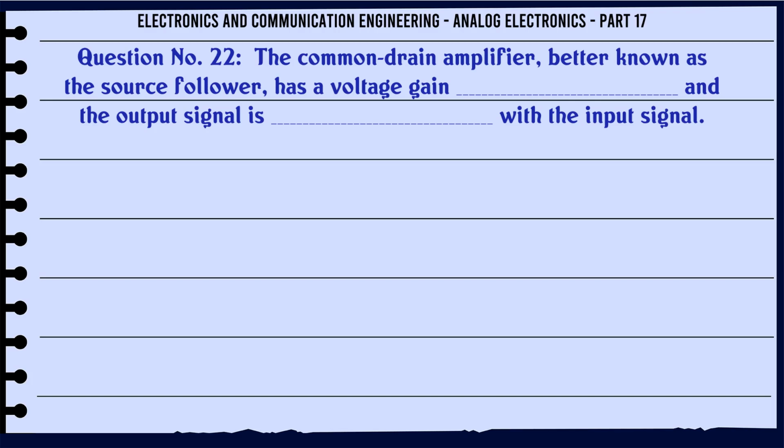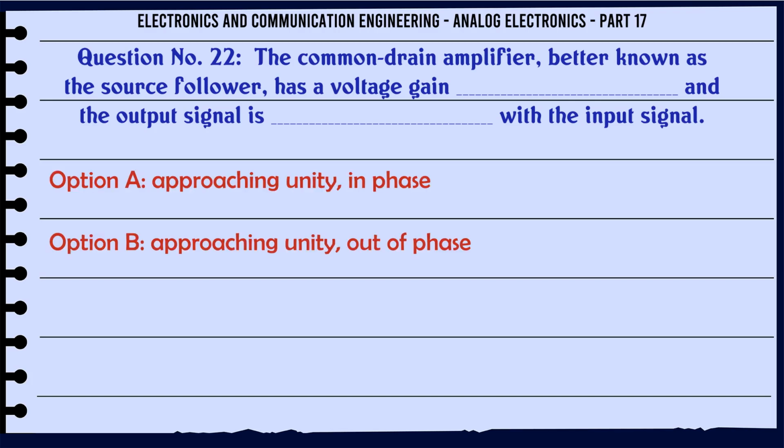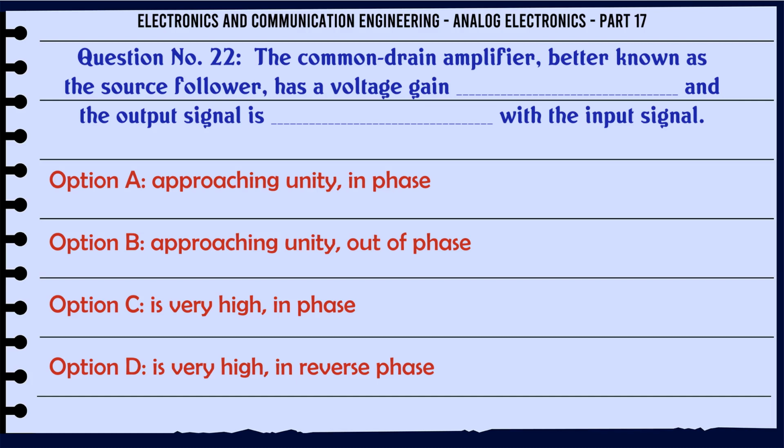The common drain amplifier, better known as the source follower, has a voltage gain and the output signal is with the input signal. A. Approaching unity, in phase.